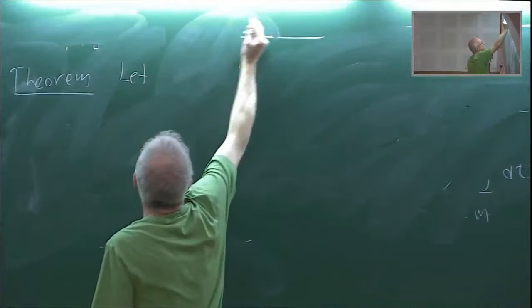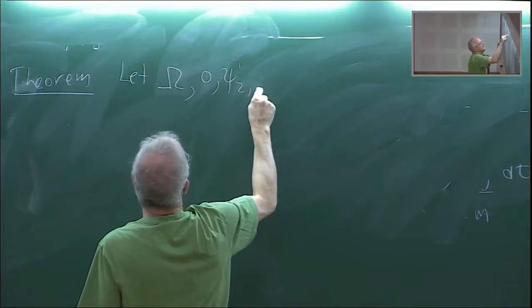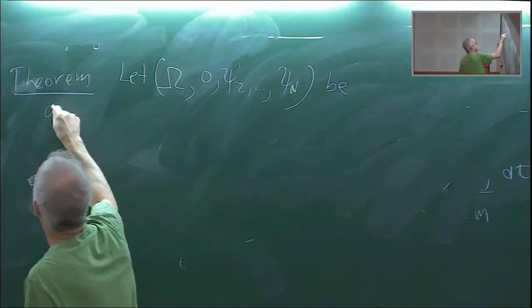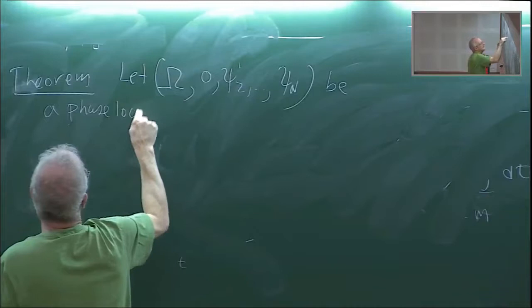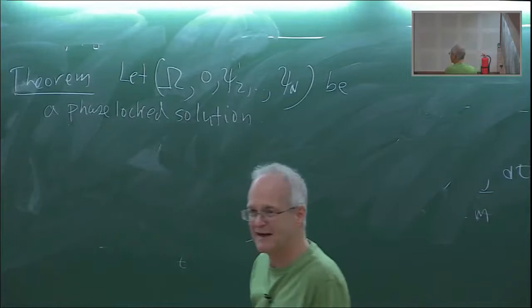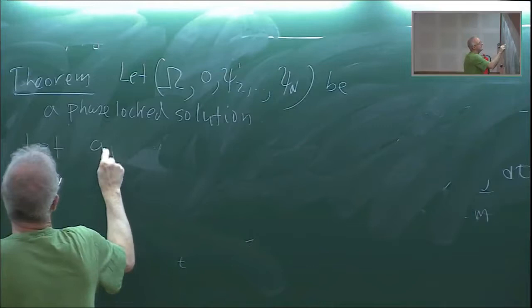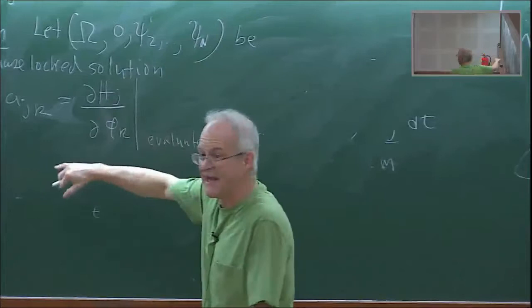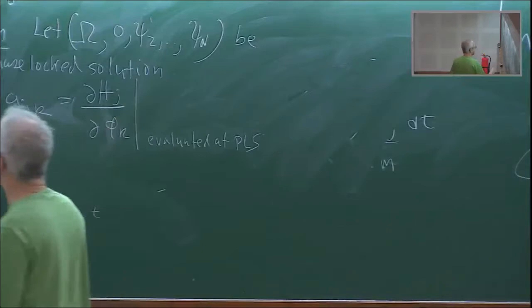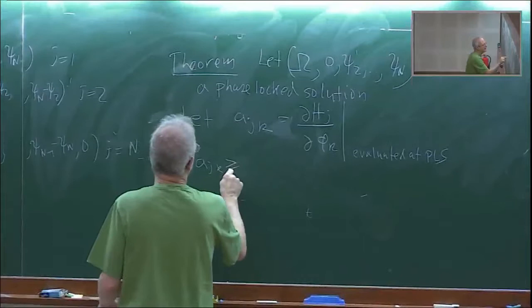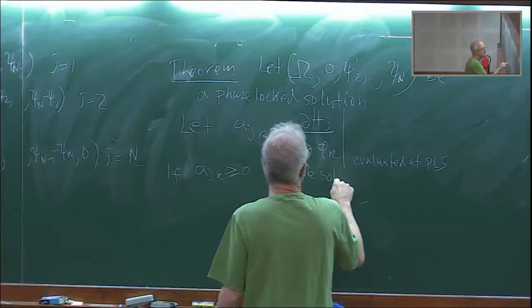Let omega, 0, psi 2 through psi n be a phase lock solution. Let A j k be as defined. If A j k is greater than or equal to zero, then the solution, two conditions. A j k greater than zero.